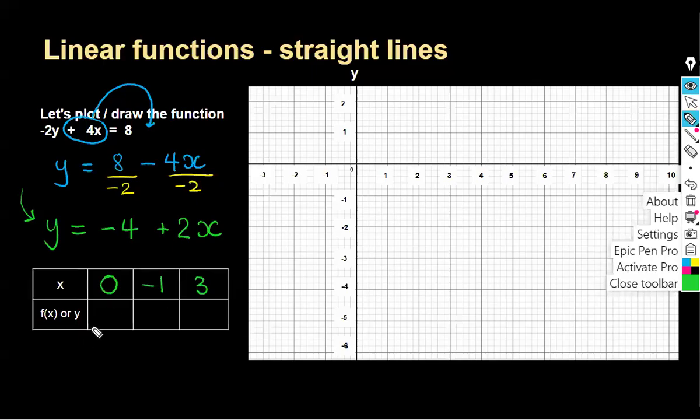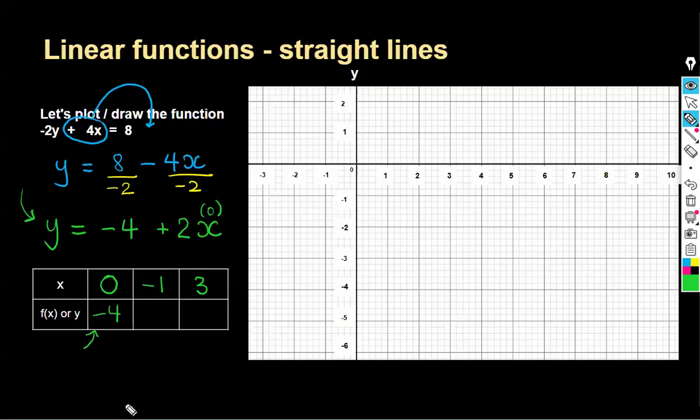Right. So I'll do this one first. When x is 0, I'm replacing x with 0 here. So 2 multiplied by 0 is 0, plus -4 is -4. Right? So when x is 0, I'll put it here: -4 plus 2 by 0 is -4.